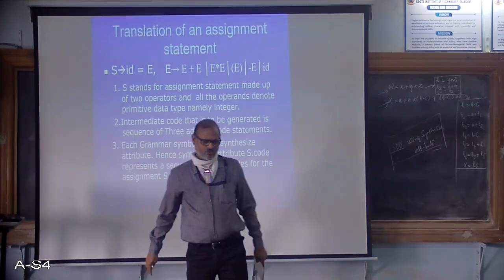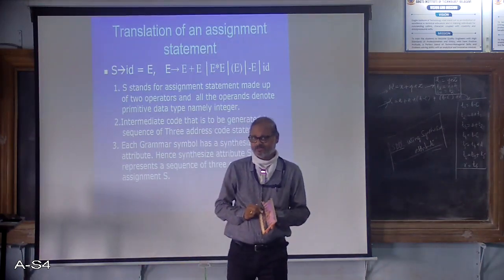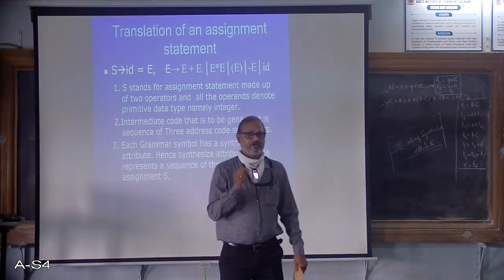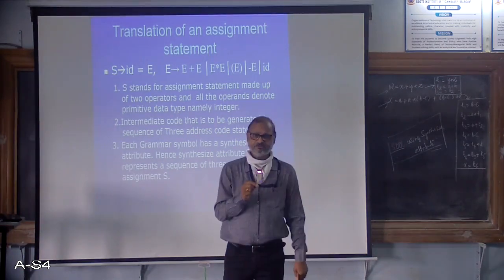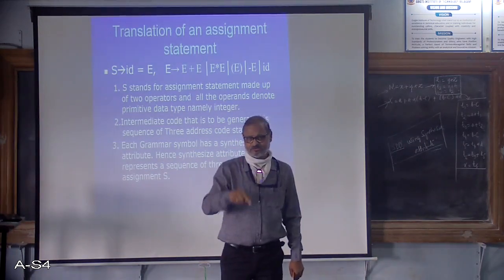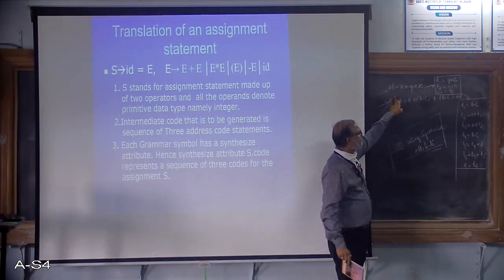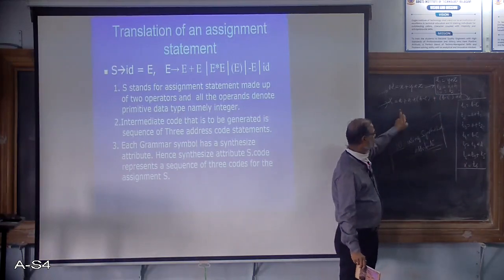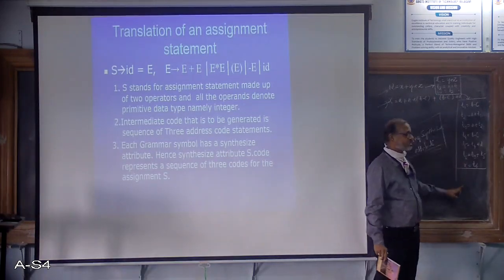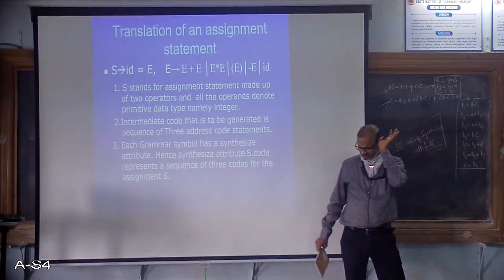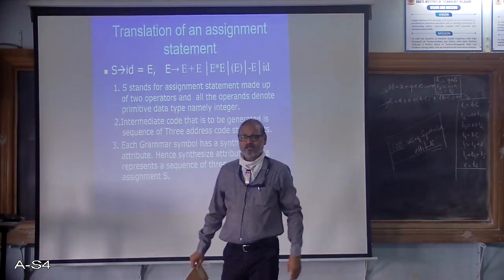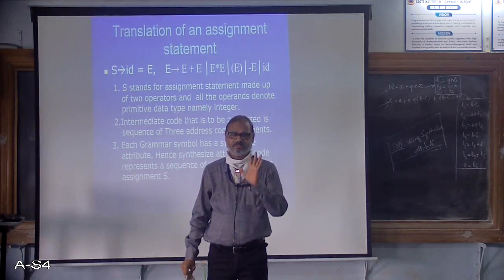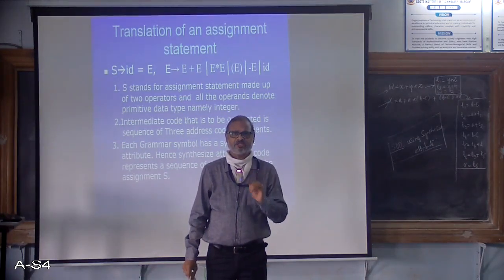Once you know what kind of input statement you are going to get, the next thing is that you have to generate the intermediate code for this expression, which is basically a sequence of three address code statements. For this assignment statement, this is the sequence of three address codes that are generated, and for this assignment statement, these are the sequences of three address codes that are generated. Before the intermediate code is generated, first the input statement has to be verified.